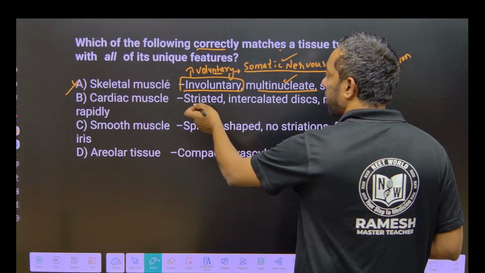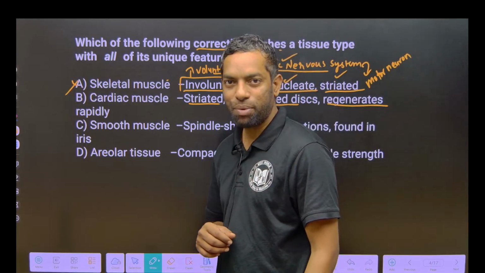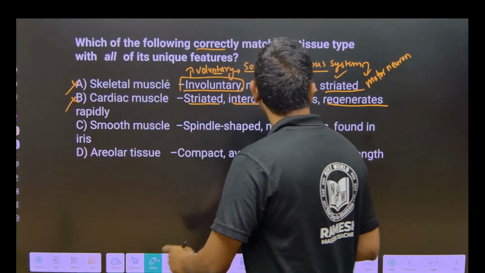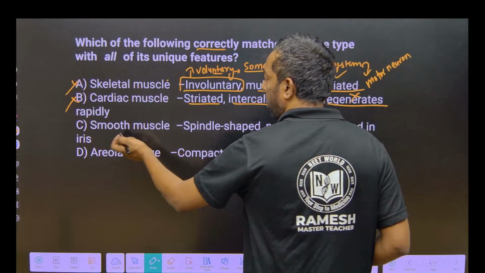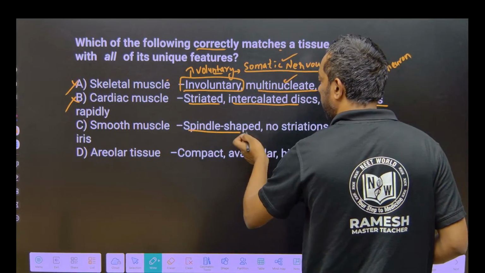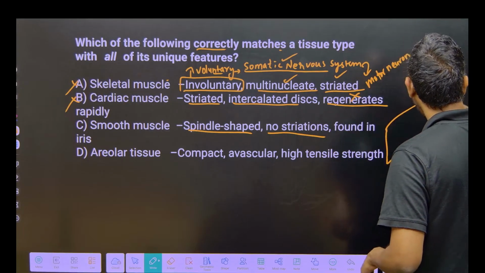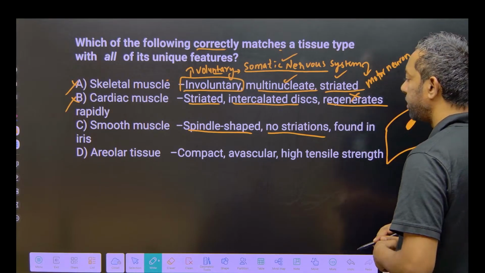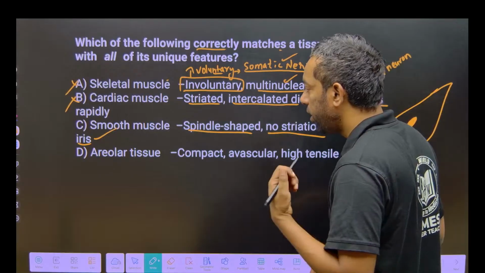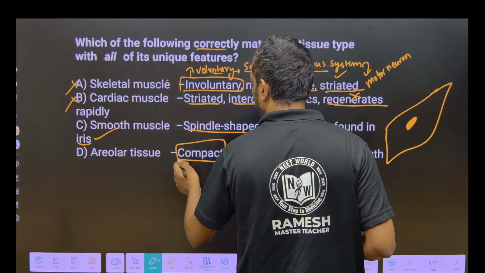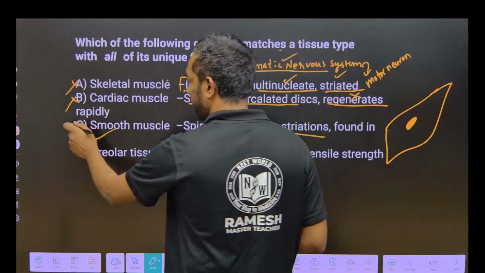Cardiac muscle: striated, intercalated discs and regenerates rapidly. Does cardiac muscle regenerate rapidly? Not at all, unlike the liver. This is a wrong answer. Smooth muscles are spindle shaped, of course, with no striations, and found in the iris of the eye. Next option: areolar tissue is compact? No, not at all, it is compact bone. Avascularized, high tensile strength. So the answer is C.